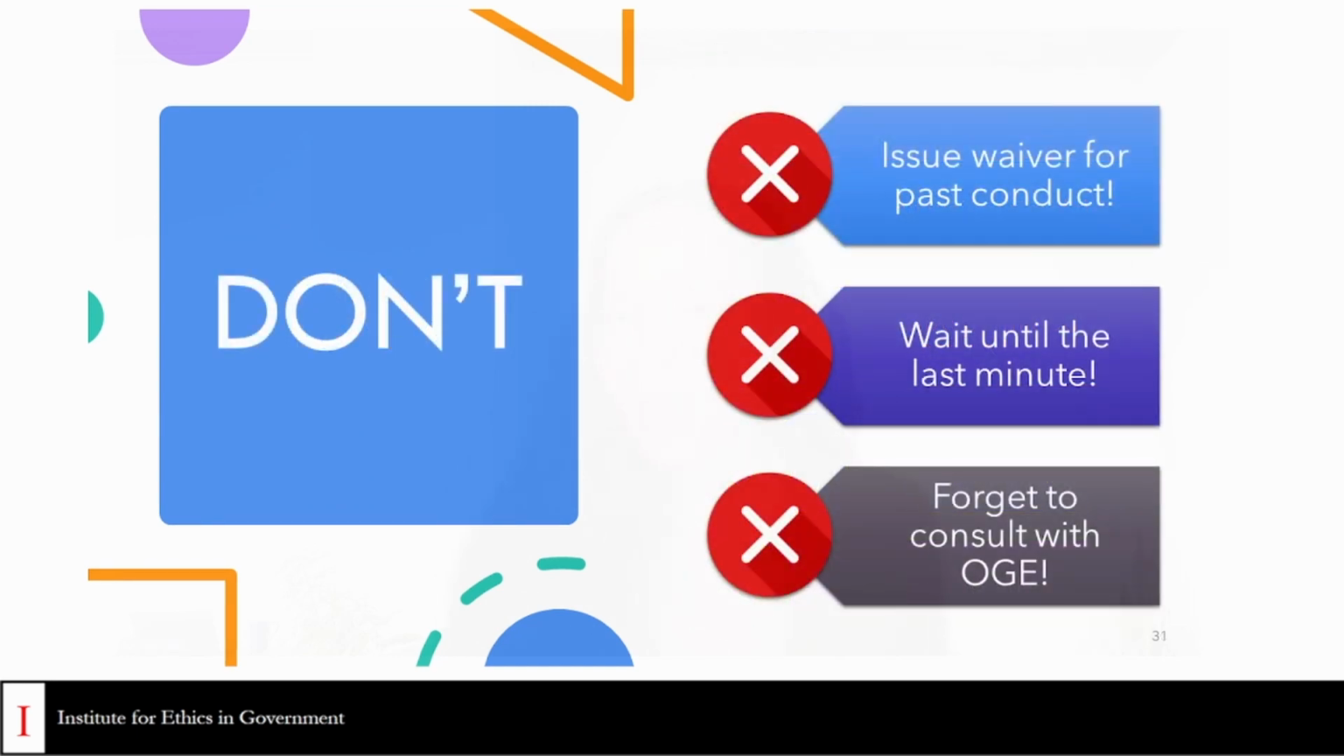Okay, so here are the things you should not do when it comes to your B1 waiver. Do not issue a waiver for past conduct. Remember, waivers are prospective, forward-looking documents and are not available for past conduct. Do not wait until the last minute to submit your waiver to OGE. Please make sure you are building in enough time to complete your consultation. Do not forget to consult with OGE. Agencies are required to consult with OGE when practicable.